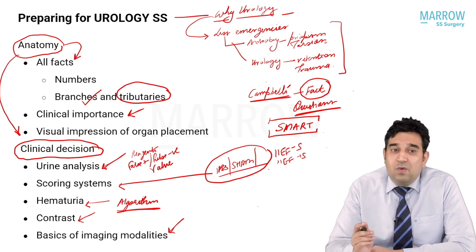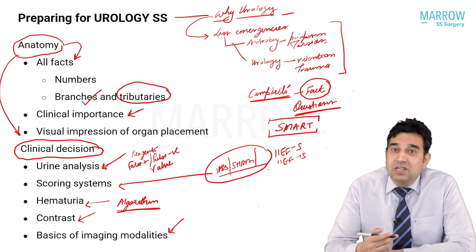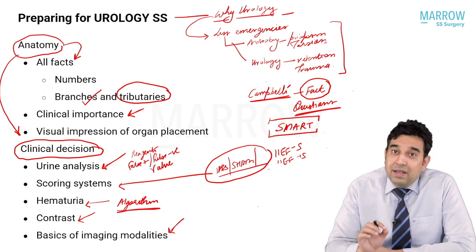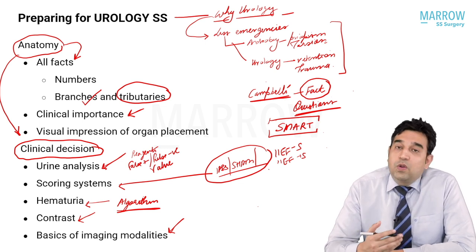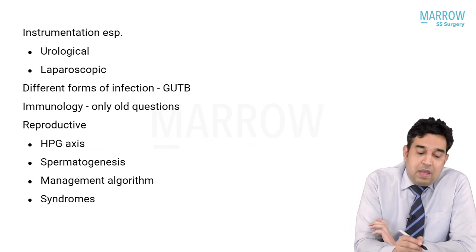When does this phase start? When does the excretory phase start? When does the nephrogenic phase start? When does the arterial phase start? When does the washout phase start? So all these kinds of timings, you can make a list of them, and you can always keep revising through them so that whenever they come as questions, you are prepared.